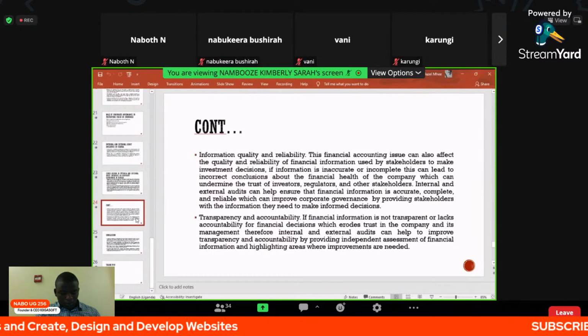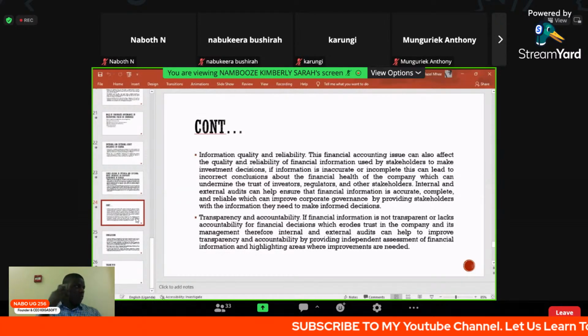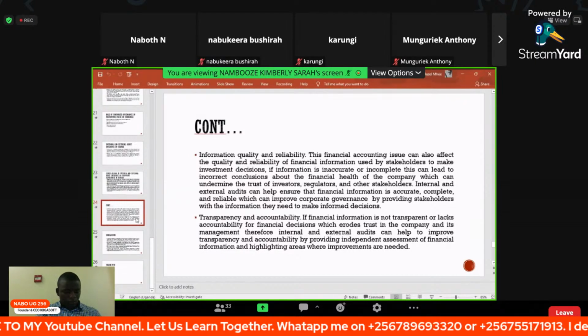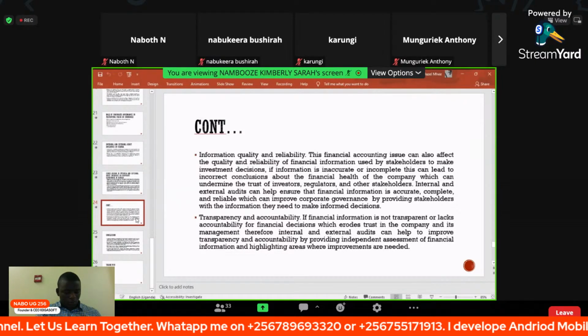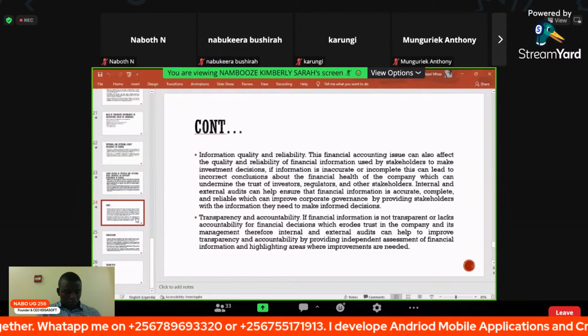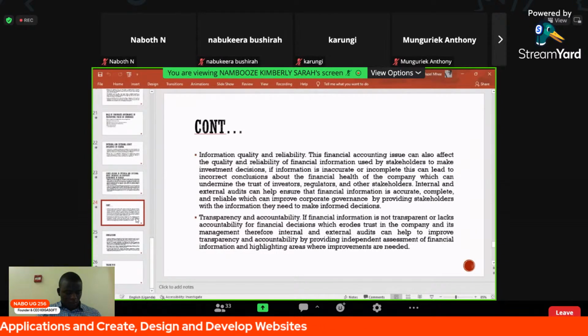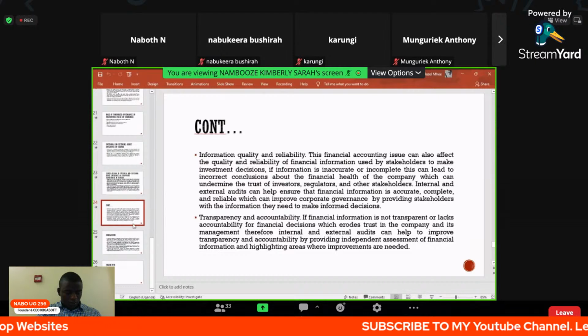The next point is transparency and accountability. If financial information is not transparent or lacks accountability for financial decisions, this allows abuse by the company and management. Therefore, internal and external audits can help to improve transparency and accountability by providing independent assessments of financial information and highlighting areas of improvement.